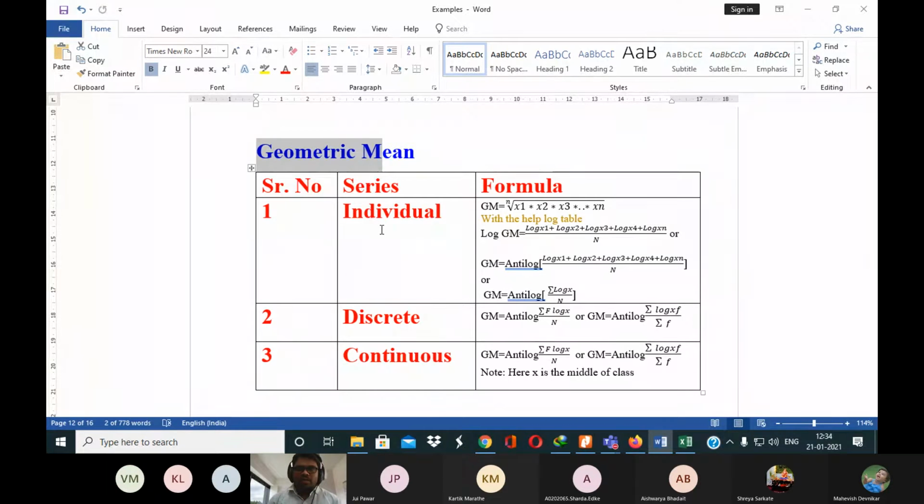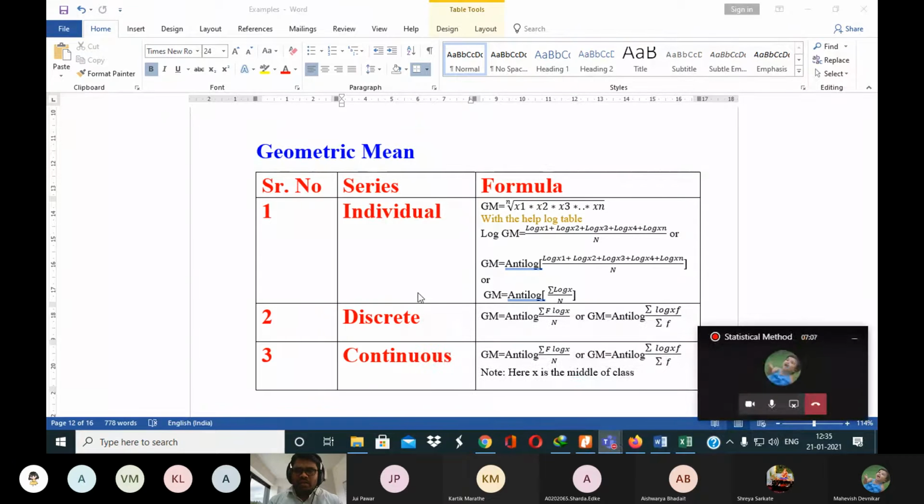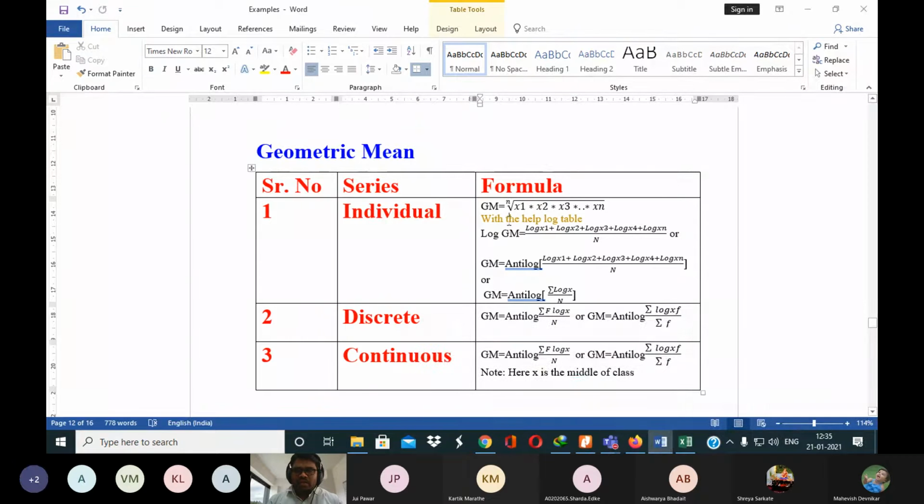It can also be used for cell production in biology, to find out the production of cell division. So at that time also we are using the geometric mean. Geometric mean can be calculated in three different series: individual series, discrete series and continuous series. Here these are the formulas which we have already seen, about how this formula can be derived.